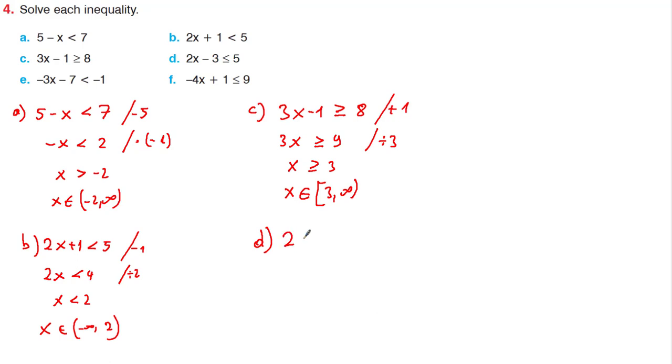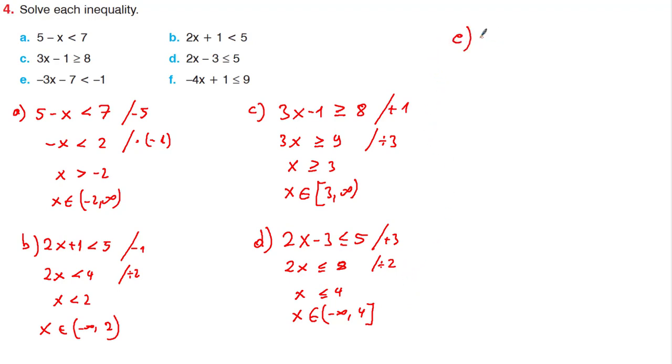Under D, 2x minus 3 is less than 5. Let's add 3 to both sides. 2x is less than 8. Divide both sides by 2. x is less than 4. That makes x an element from negative infinity up to 4, but including the number 4.